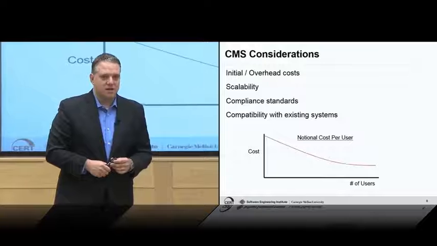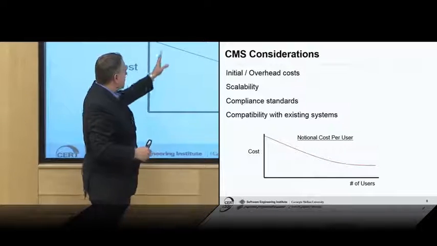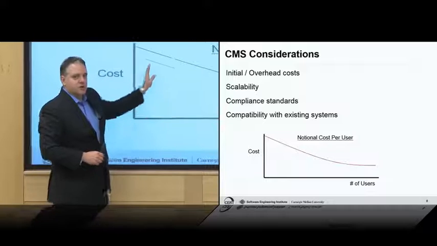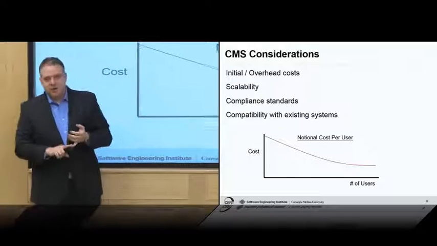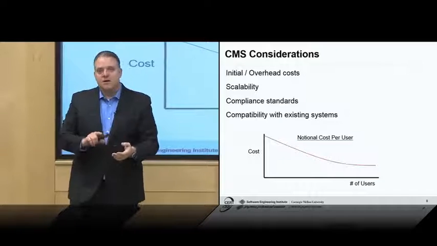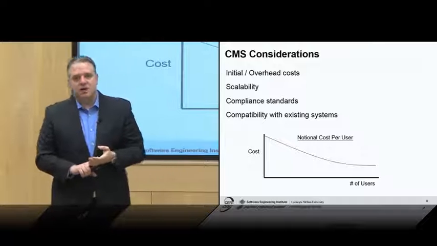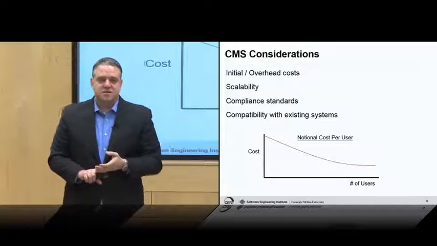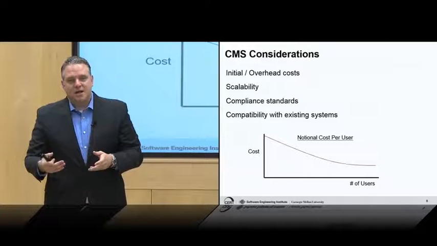So if you look at the cost per number of users, up here at the very beginning, if you've got 100 users, your cost per user is going to be astronomical. That's because you've got to buy the hardware, you've got to buy the software, all the ID cards or smart cards have to be purchased. There's an administrative overhead to enroll everybody in this.